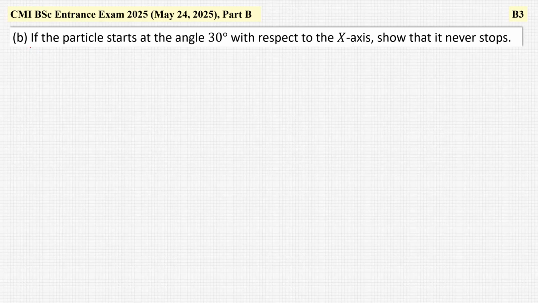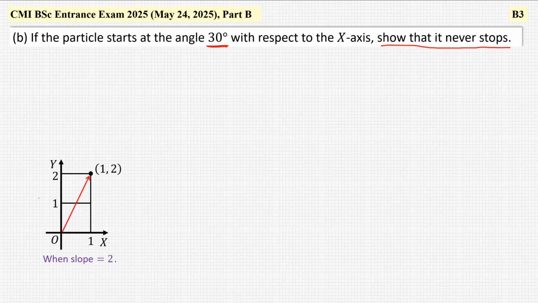Problem B. If the particle starts at angle 30 degrees with respect to the x-axis, show that it never stops. From now on, I think it is convenient to use the alternative representation of the trajectory, which is that we extend the trajectory beyond the initially given boundaries. In that case, the particle traveling a finite trajectory and eventually reaching the only possible stopping point 0, 0 can be represented as the particle reaching the lattice point on the coordinate plane, i.e. reaching the point having integer coordinates.